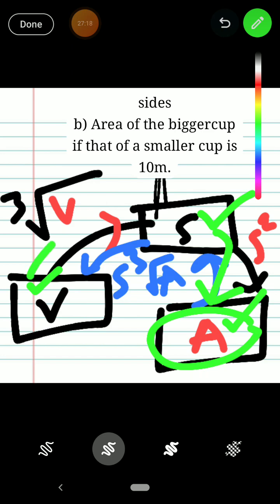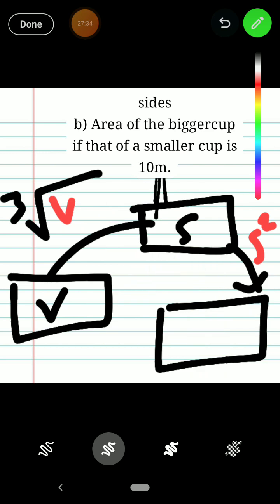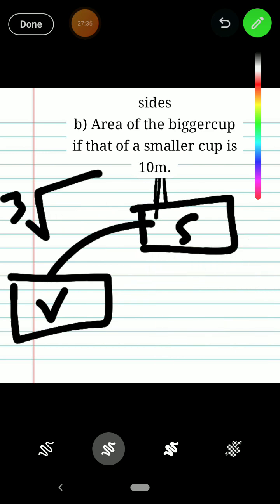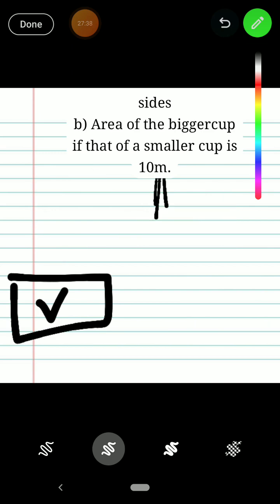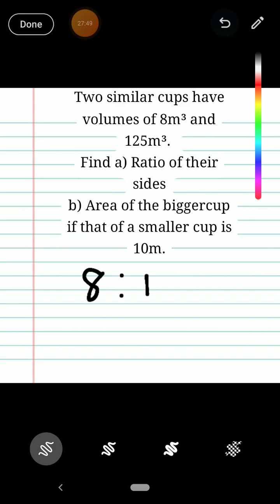So in that case, you have to do the whole process. You start from the ratios of volume, you find ratios of sides, and from ratios of sides, you find the ratios of areas. That's how it can be at times. So we're going to use the longer approach so that you have the full picture. Otherwise, it's simpler from question A. But what if we don't have question A? That's the question. So two similar cups have volumes with ratios 8 to 125.